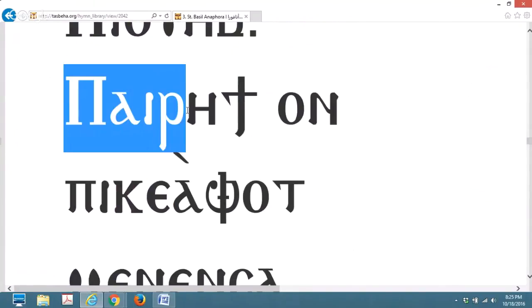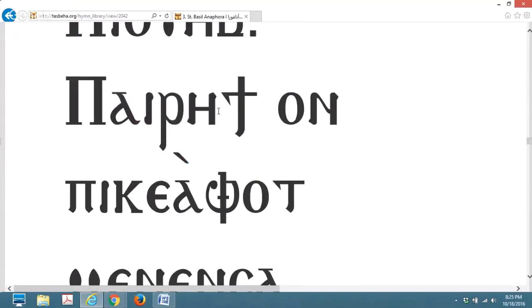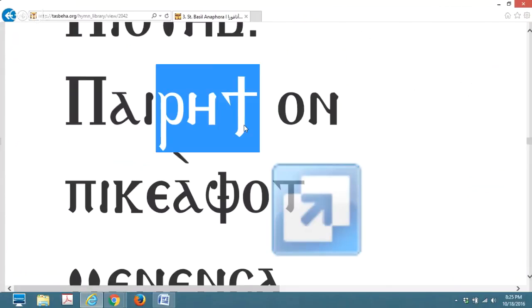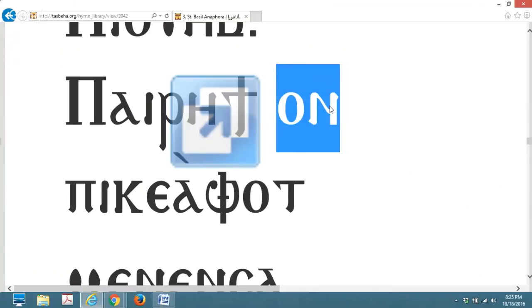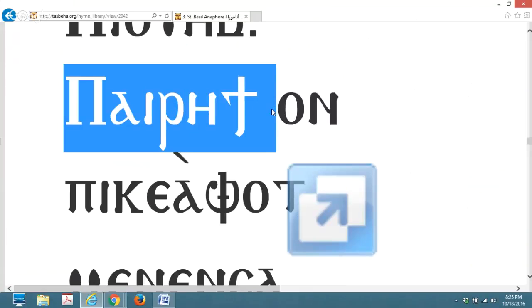So Pairation, this is the demonstrative pronoun. And riti means like a condition or manner. So pairation means this condition or this manner or this way. Or in other words, that's what we say likewise. On means also. So this way also. Or in other words, likewise also.